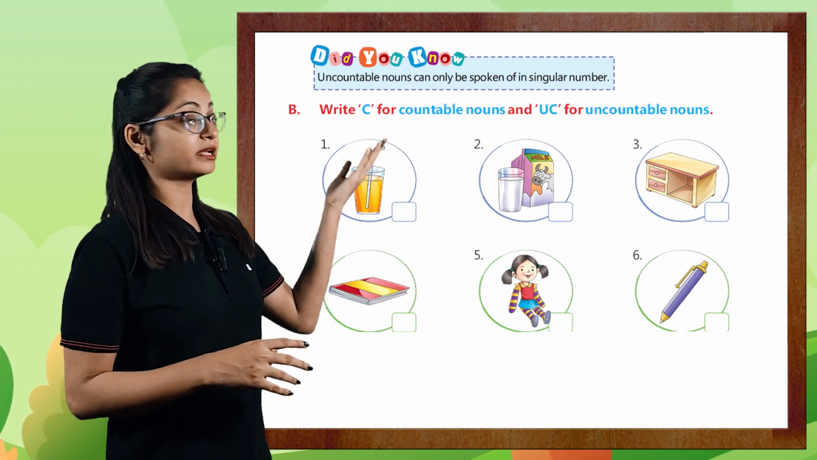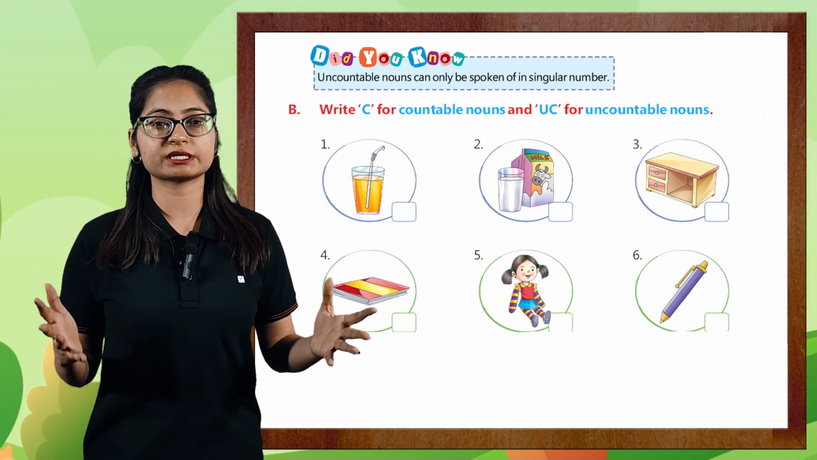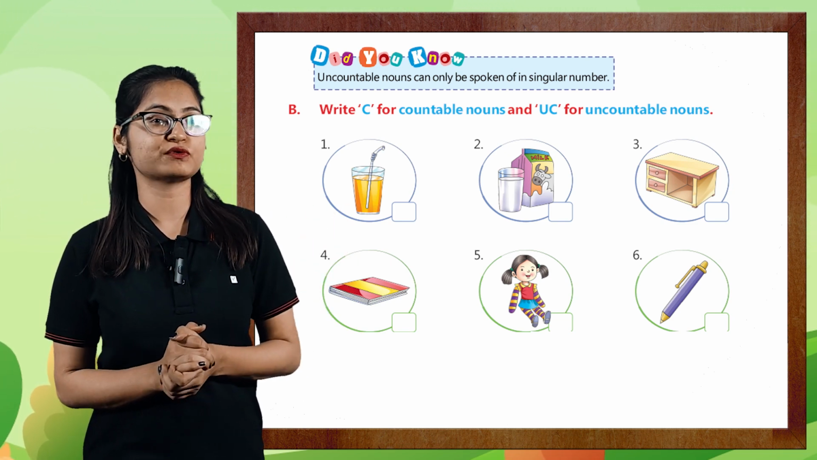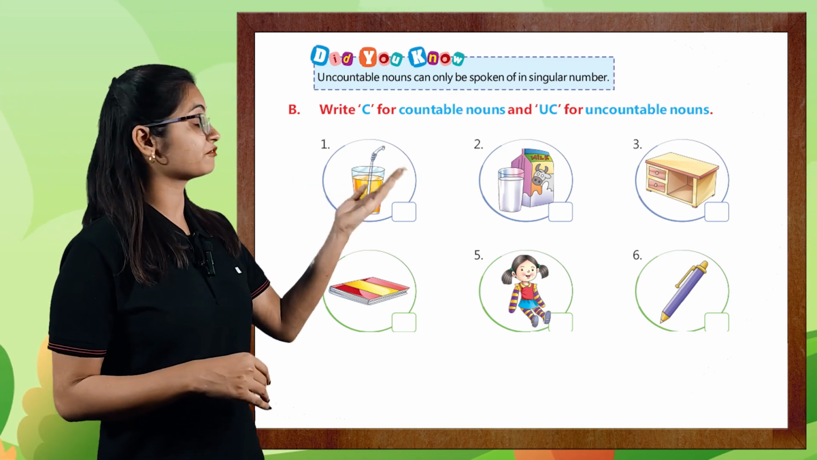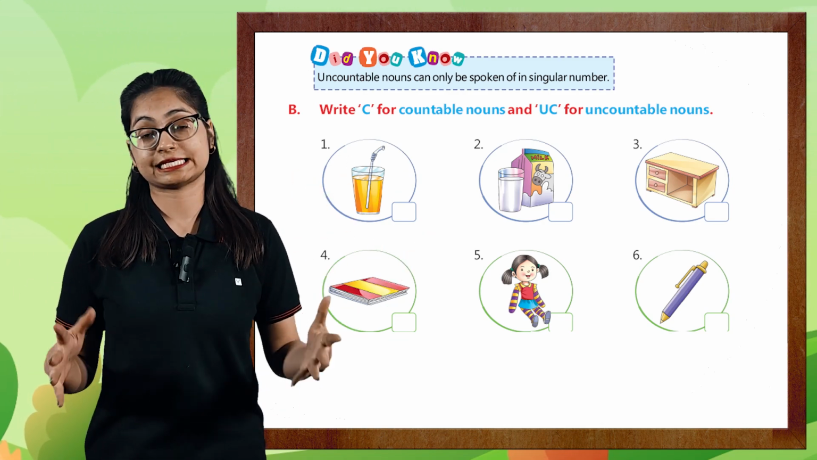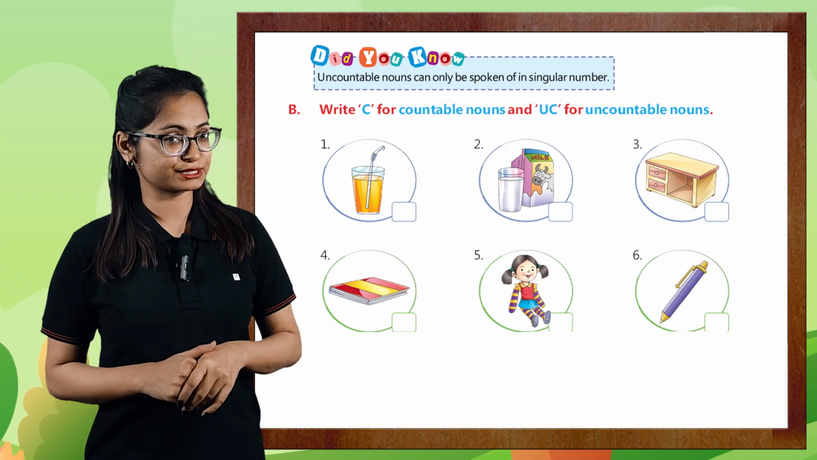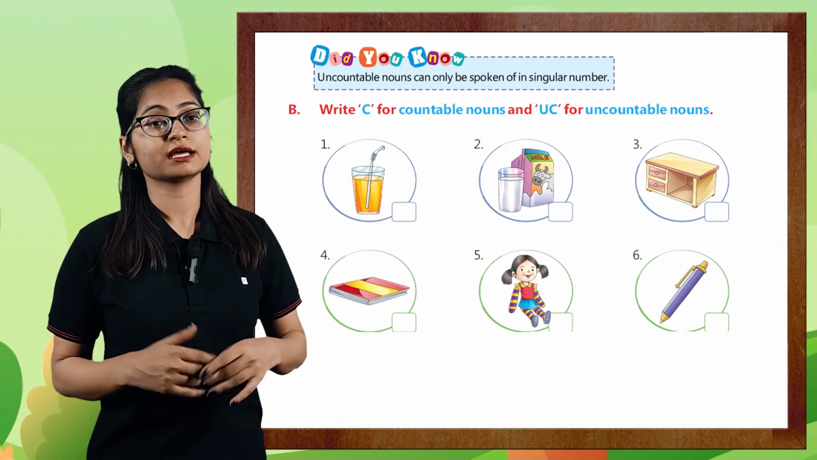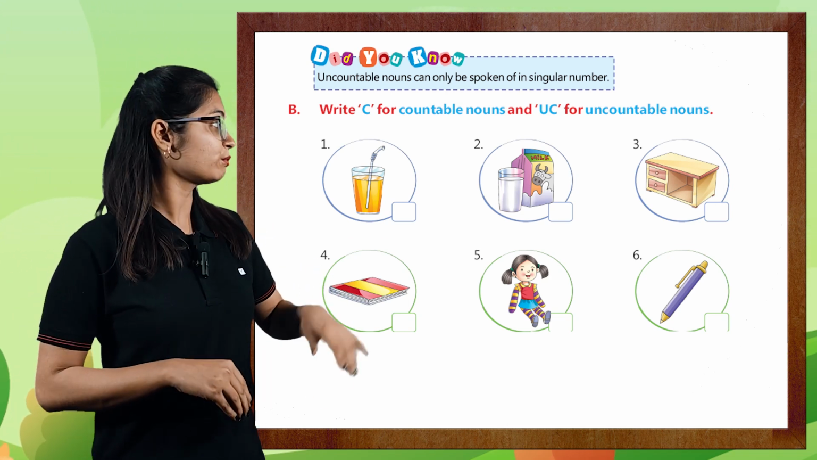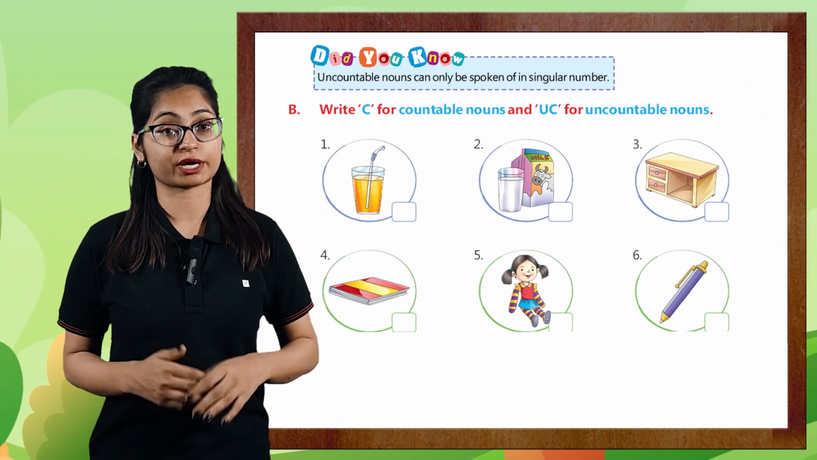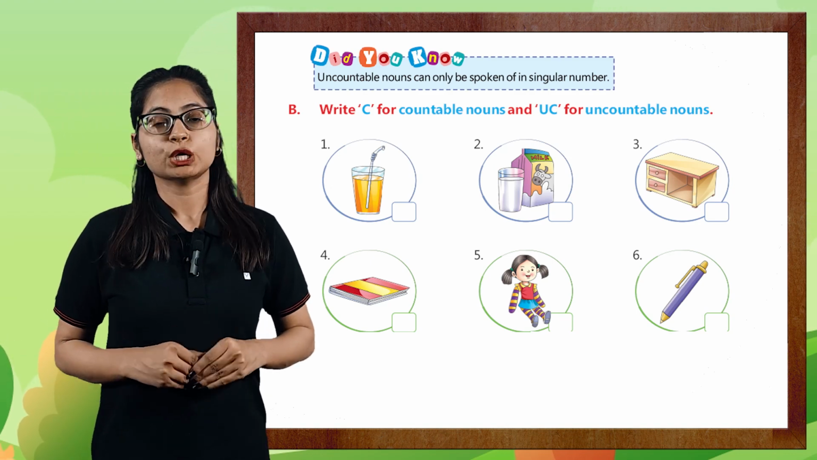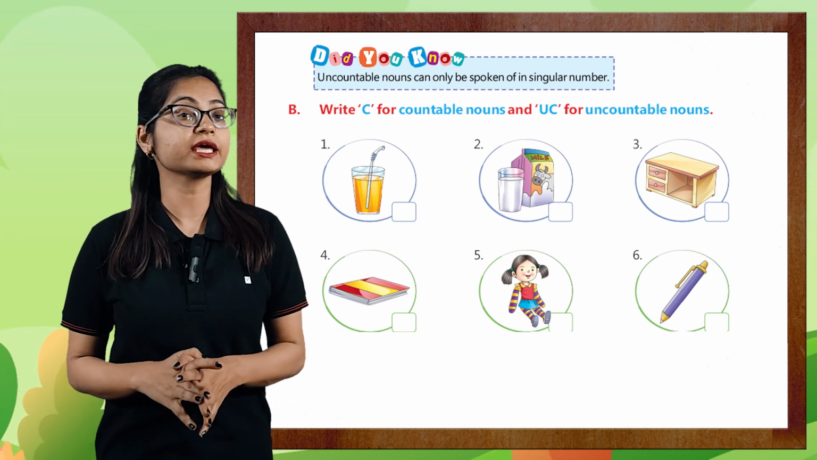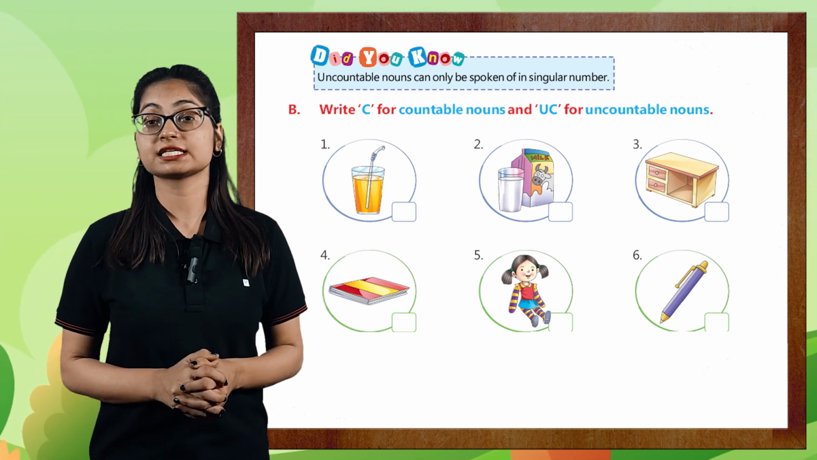Moving towards part B, write C for countable nouns and UC for uncountable nouns. Let's move forward. Students, you have been given a number of pictures and you have to write C or UC. Let's do that. At first, you are given a picture of a glass filled with juice. It might be juice, right? So, we cannot count juice, so we will write UC. Next, we can clearly see in that second picture, we have given 2 things. So, we can count them, so we will write C.